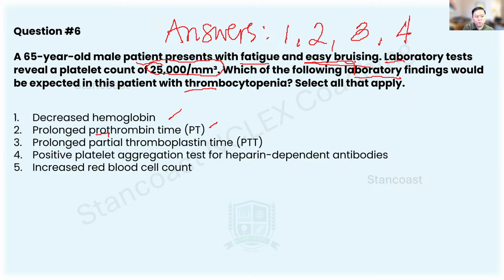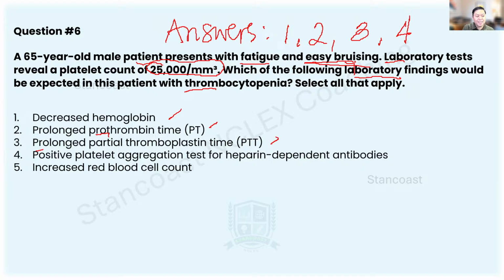Okay. What about number 3? Prolonged partial thromboplastin time. What do you think about that? Well, the thrombocytopenia can also affect the intrinsic pathway of the coagulation. So there will be a possibility of a prolongation of the PTT.